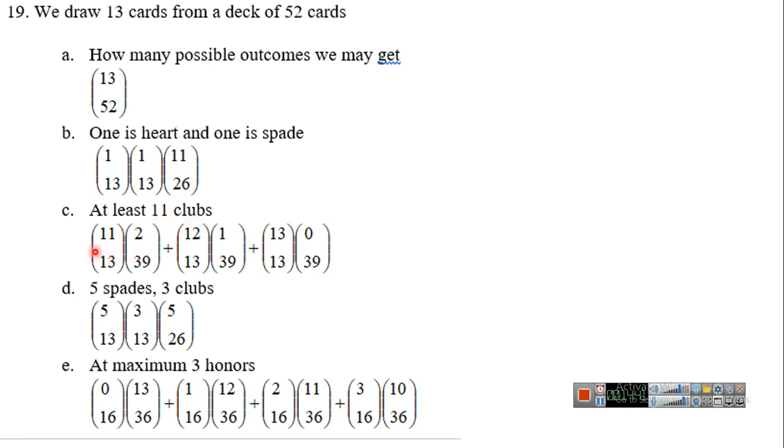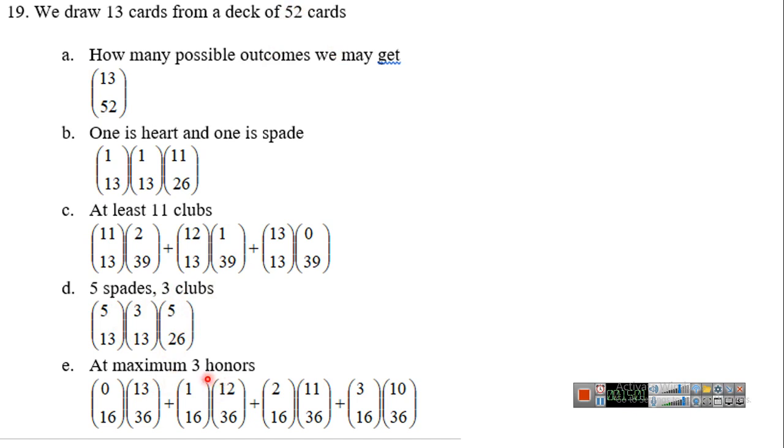At least 11 clubs, so 11 clubs or 2 not clubs, or 12 clubs, 1 not club, all are clubs. 5 spades, here 5 spades, 3 clubs, this is 8, remains 5 because I need to draw 13. Not spade and club, it can be diamond or heart.